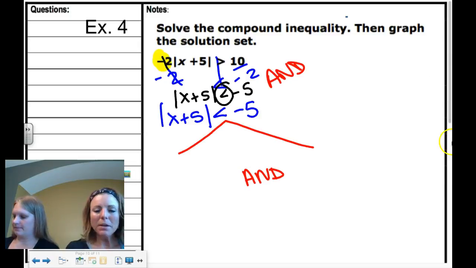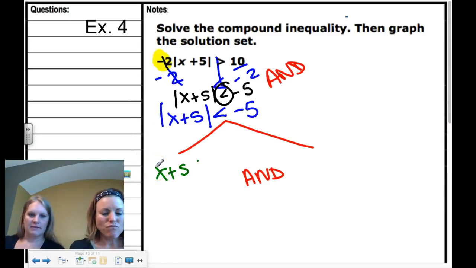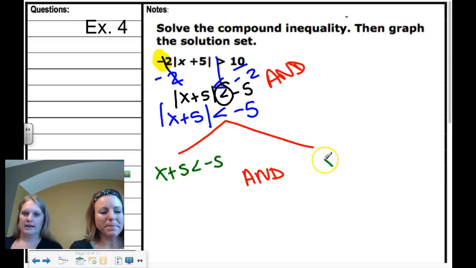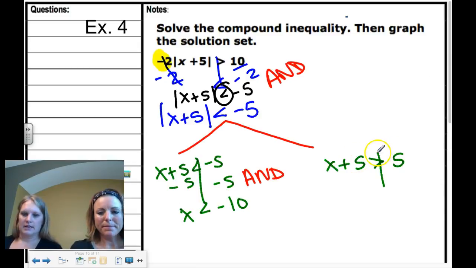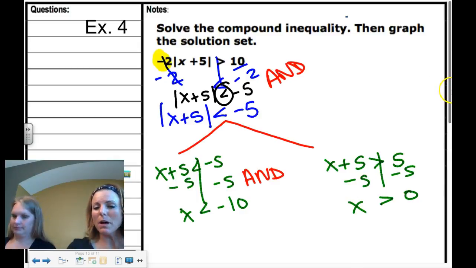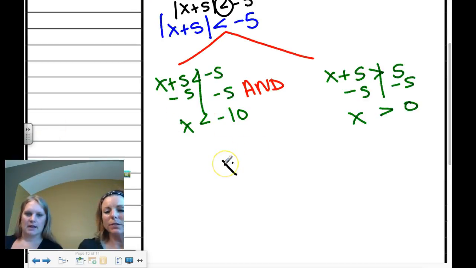Okay, so let's solve. I've got x plus 5 less than -5 and x plus 5 greater than 5. So we're going to subtract 5 from both sides. I get x less than -10 and, subtracting 5, x is greater than 0. So your final answer, how about I give you a little more room? Why don't you rewrite the final answer in our two forms.